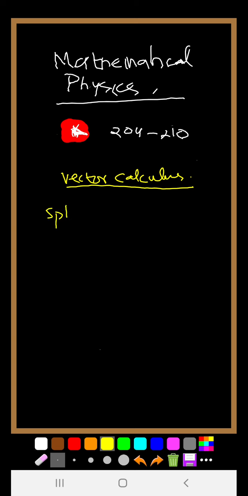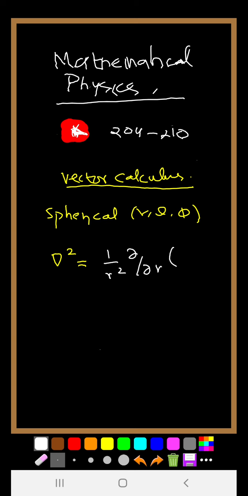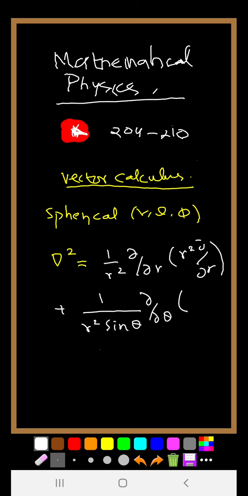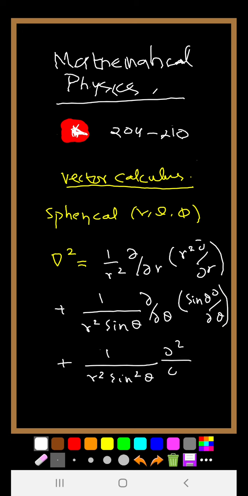So in a spherical coordinate system, that is r, theta and phi, we can represent the Laplacian operator del square as equal to 1 by r square del by del r of r square del by del r, plus 1 by r square sin theta del by del theta of sin theta del by del theta, and 1 by r square sin square theta into del square by del phi square.